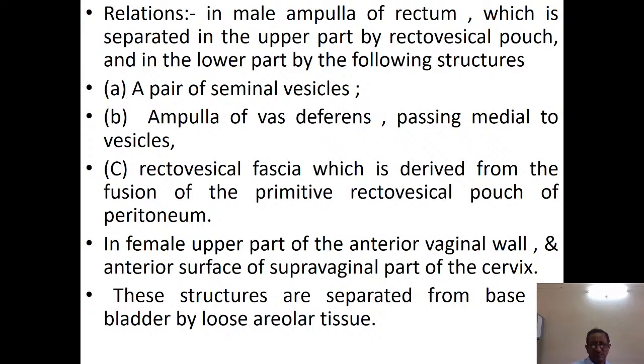In the female, upper part of anterior vaginal wall, anterior surface of supravaginal part of cervix. These are the structures separated from the bladder by loose areolar tissue. So in the male, it is the rectum that is in relation to the posterior surface of the bladder, and this rectum is separated from the posterior surface of the bladder in the upper part by the rectovesical pouch and in the lower part by a pair of seminal vesicles, ampulla of vas deferens passing medial to the vesicles.